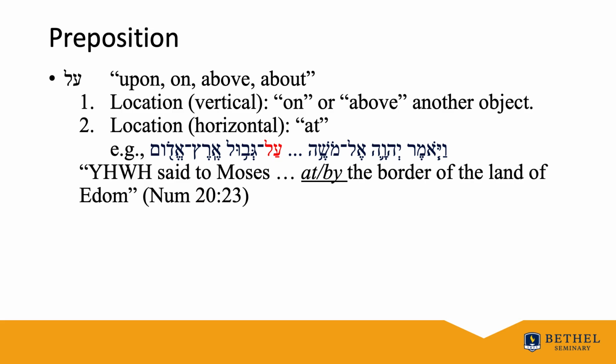In addition to expressing vertical location, al can also indicate horizontal location. In these instances, it's best to translate al as at. Here's an example from Numbers 20 verse 23. Vayomer Adonai el Moshe al gevul Eretz Edom. Yahweh said to Moses, here it's not on the border of the land of Edom, but at. They are at or by the border of the land of Edom. Al is translated to indicate not on something but at a location.